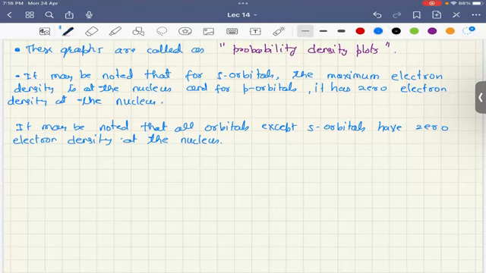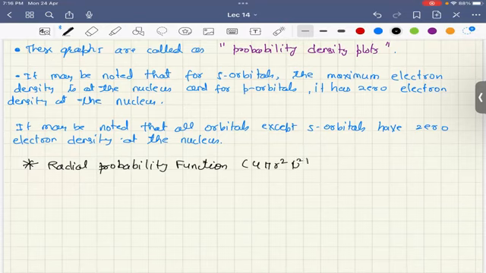So the next topic which we are going to study is the radial probability function, which is nothing but 4 pi r square psi square.